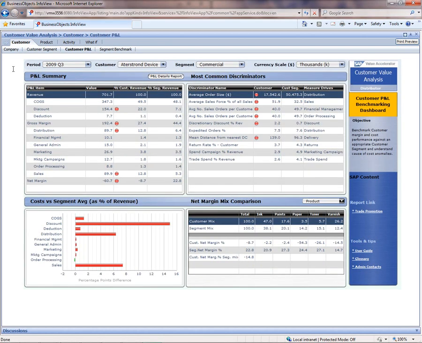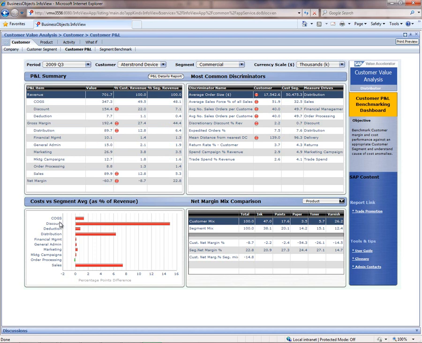The P&L summary on the left-hand side here shows the usual P&L items plus the indirect costs derived from SAP Business Objects Profit and Cost Management, and consequently shows real net profit. This summary is shown in dollars as well as by percentage of customer revenue. The percentage of customer revenue enables us to benchmark Adderstron Devices against the overall segment. This benchmarking shows that discounting, distribution, and the cost of sales are out of line with the overall segment. This gives us a place to start our analysis.